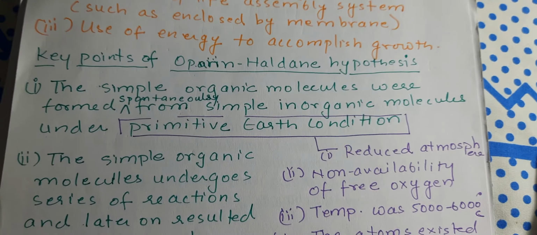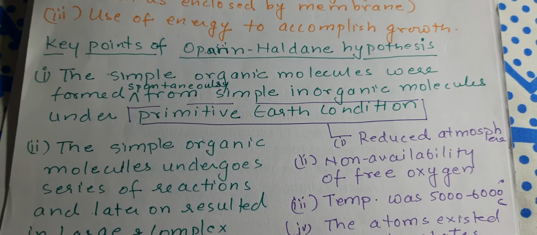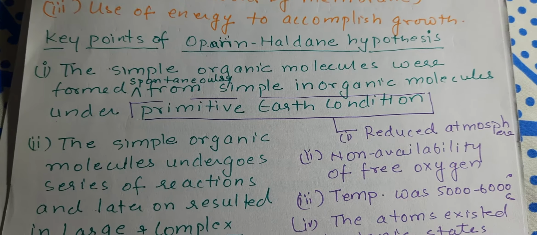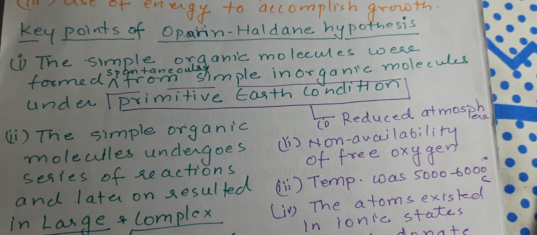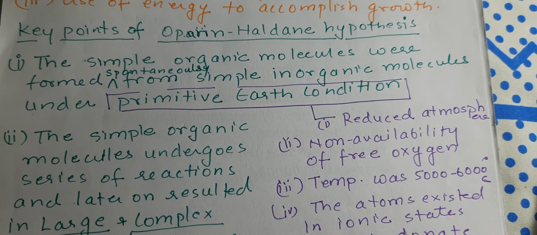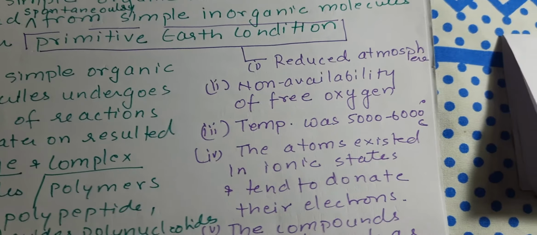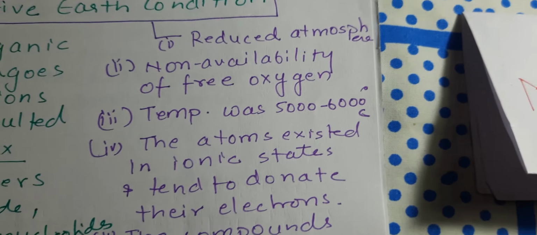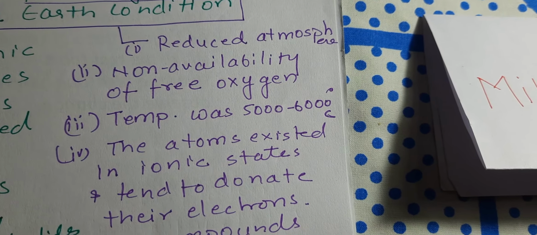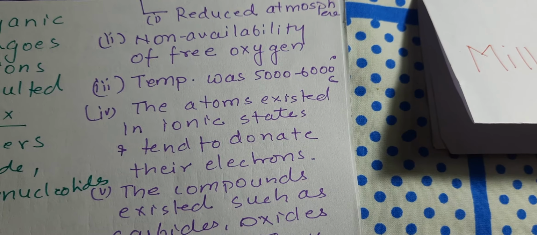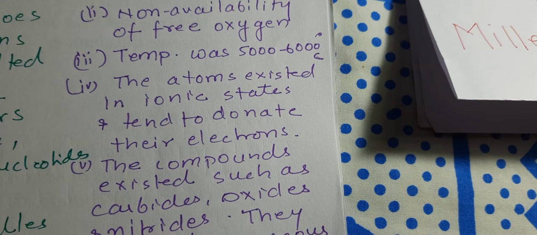So the key point of the Oparin and Haldane hypothesis: simple organic molecules were formed spontaneously from simple inorganic molecules under the primitive earth condition. Now what is the primitive earth condition? The atmosphere was reduced, with no availability of free oxygen, and the temperature was 5000 to 6000 degrees Celsius.